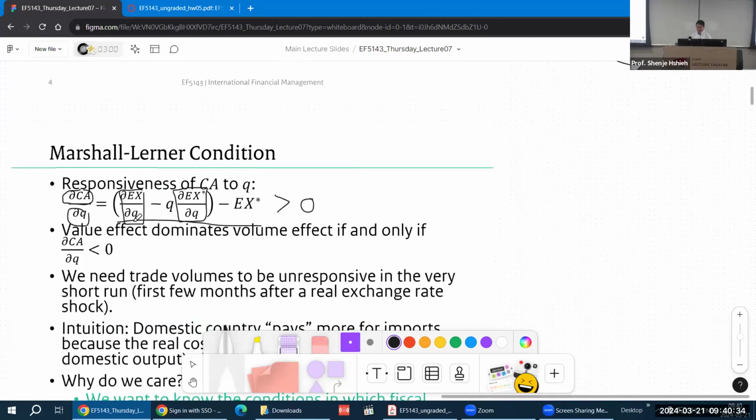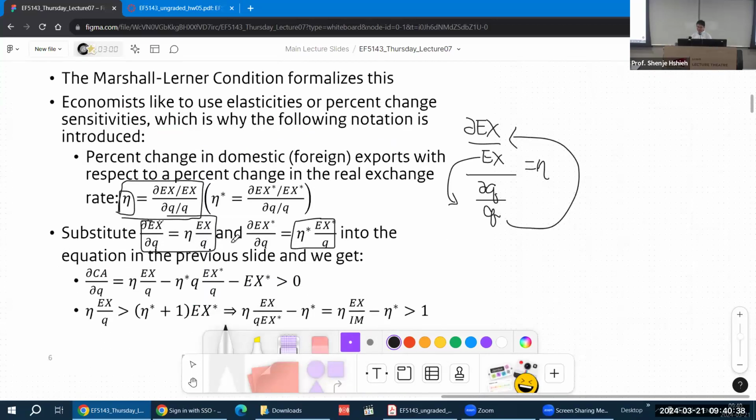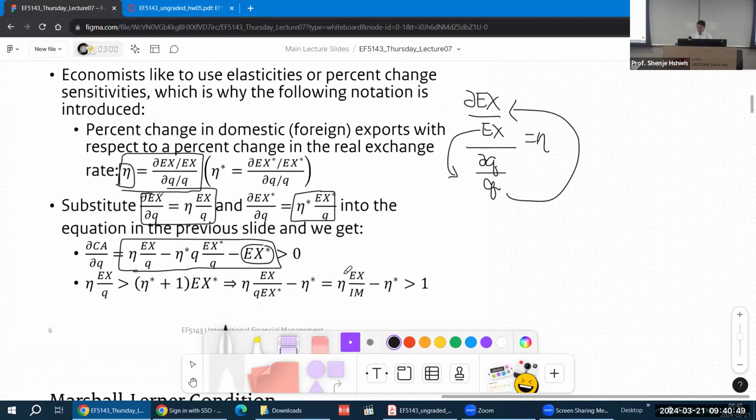Replacing these terms with eta and eta star, you get this, right? And we can factor out EX star to come up with this expression here, okay? Or I just rearrange the terms, you have to conclude that this is true.